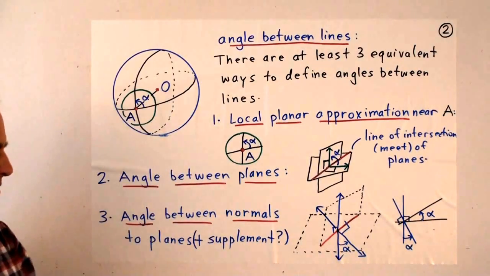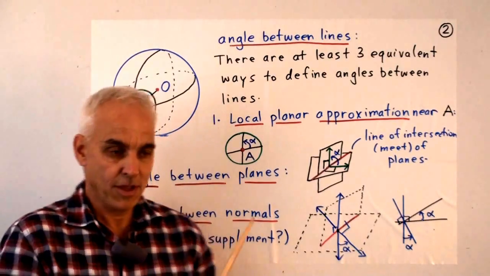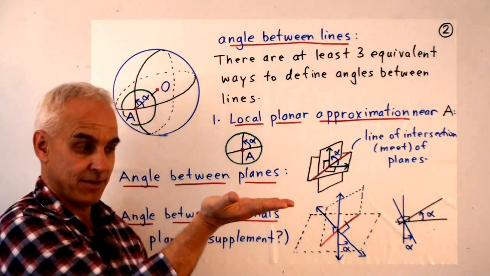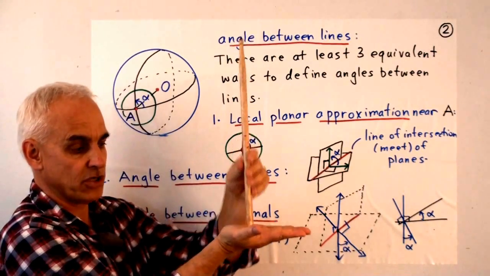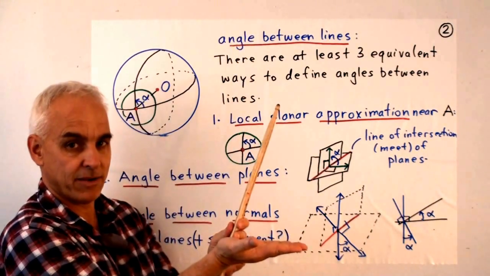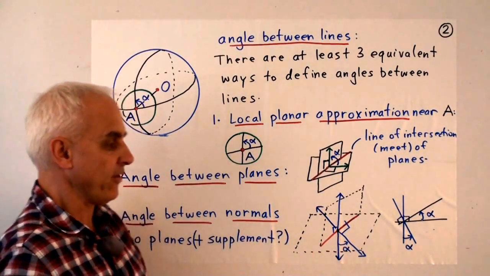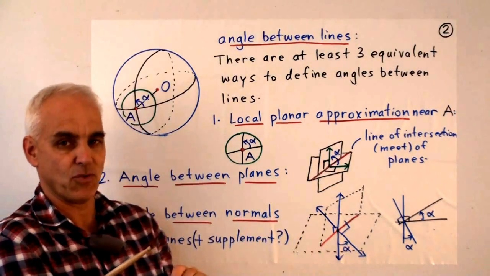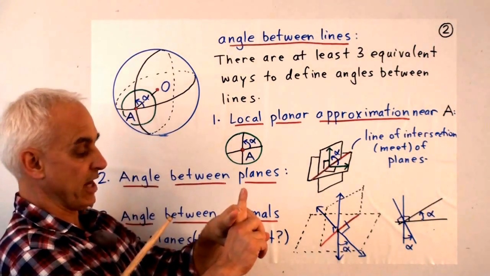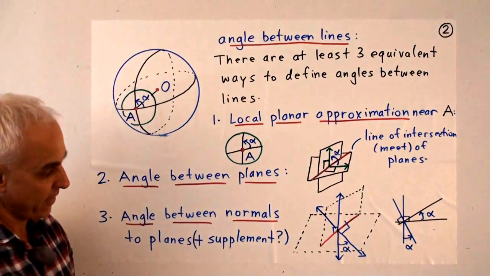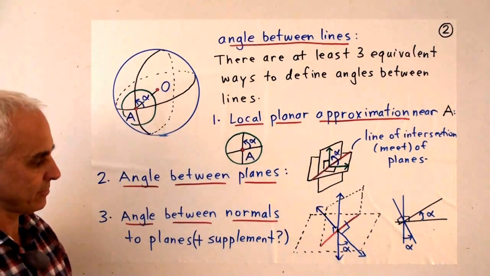There's a third way of thinking about it, which is in terms of the normals to these planes. If we have a plane in space, then it makes sense to talk about a normal to the plane. That's a vector which is perpendicular to the plane. So for each of the two planes, we can choose a normal vector. They each have a normal vector, and if we put those normal vectors together so that they're touching, then we can measure the angle between those two normal vectors.